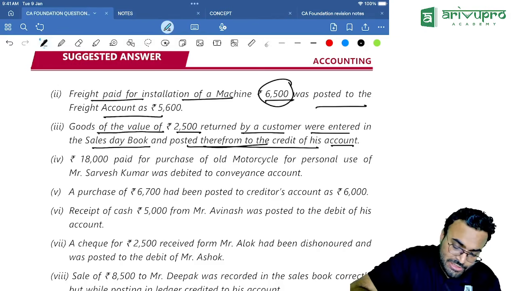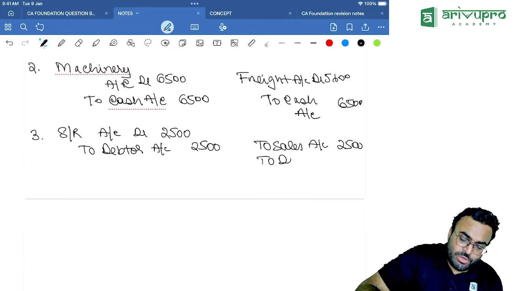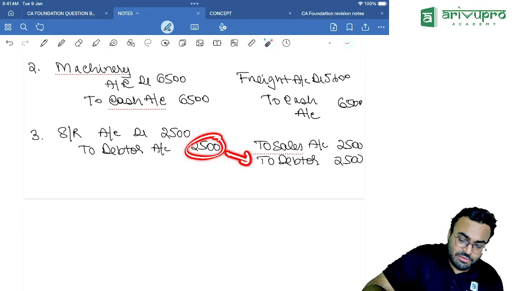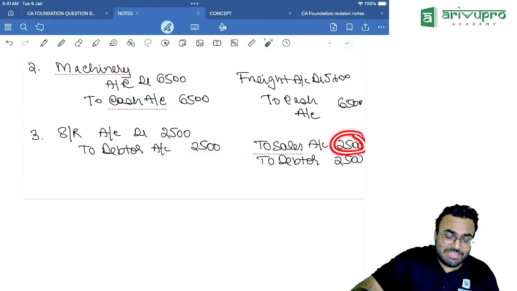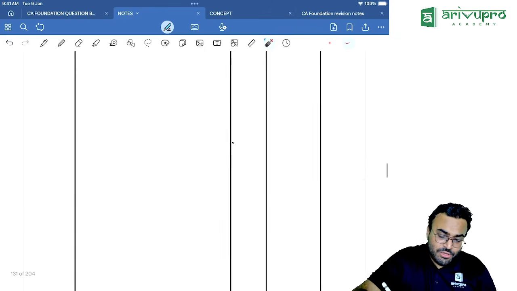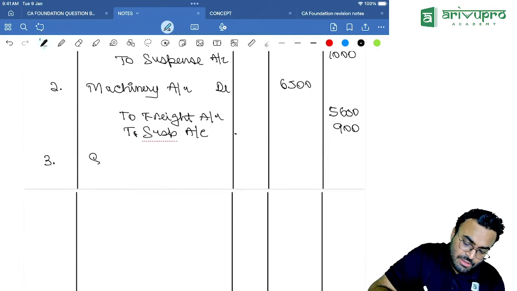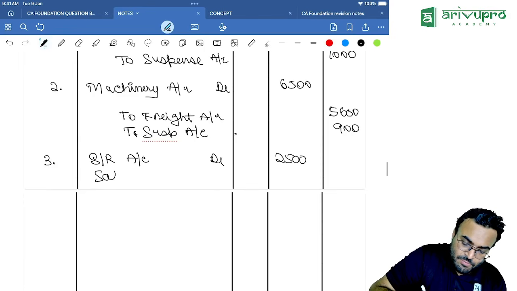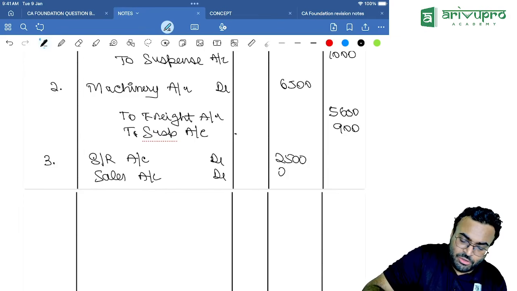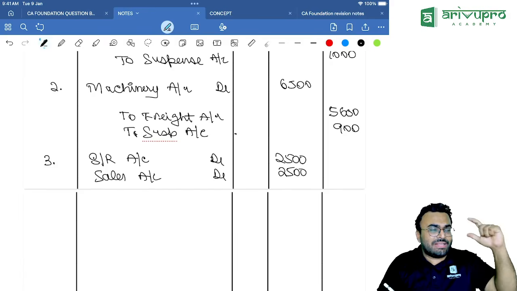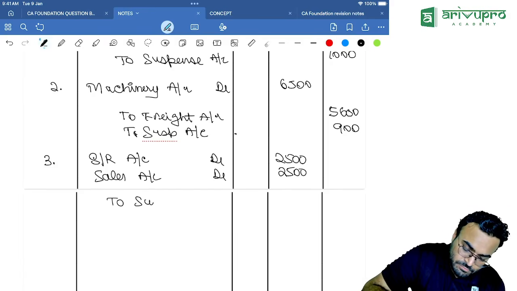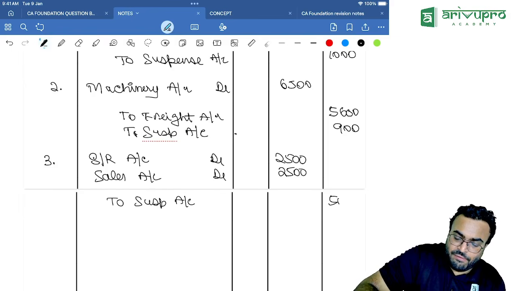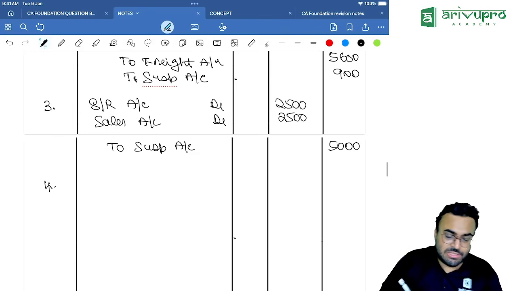But luckily, when they posted to the credit of his account, it is to debtor 2500. Now can you see over here? This is solved; that is correctly done. This is not done: sales return, that we have to do. And sales is wrongly credited, so we have to remove that as well. So my rectification entry will be sales return account debited 2500, sales account debited 2500, to suspense account 5000. Sales return not done, sales done unnecessarily. Clear? Next. Fourth one.